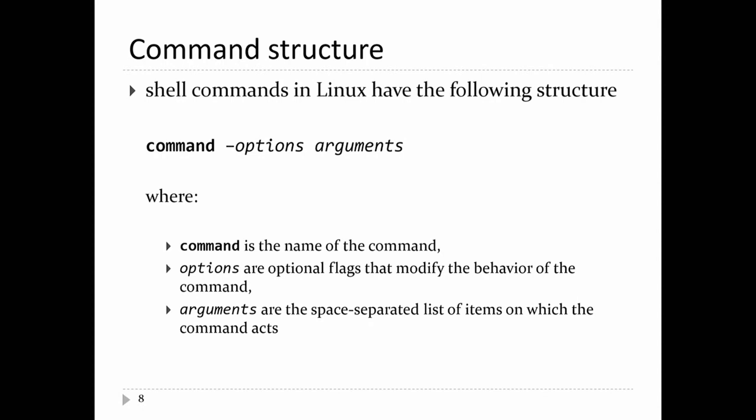All right, so in general, commands in Linux have the following structure. It's the name of the command, followed by a hyphen and some set of options, possibly none. If there are no options, then there's no hyphen either. And then you pass in some information to the command. In the case of ls, you pass in one or more file names. Your options are optional flags that modify the behavior of the command. The arguments are a space-separated list of items on which the command acts.